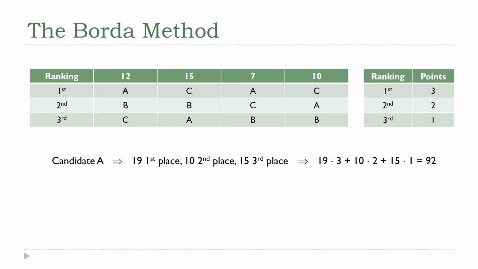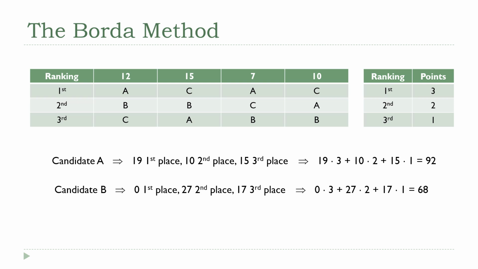Now, again, if you like, you can pause. If you like to work through the other two candidates on your own, then you can come back and see where I ended up. So candidate B is interesting. This does not bode well for this person, but they had 0 first place votes. There's no voters who really preferred them over everyone else. 27 second place, 17 third. You do the math here. That comes out to 68.